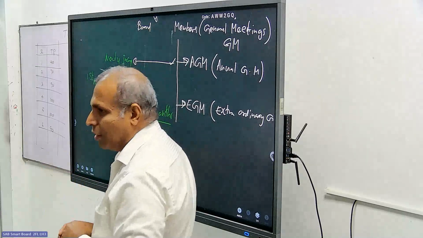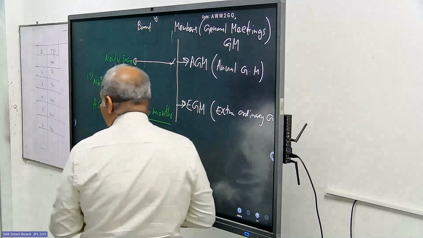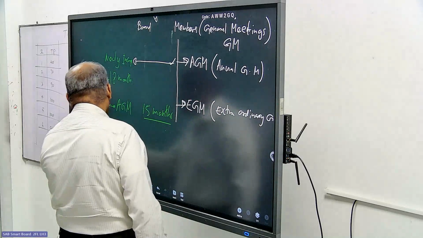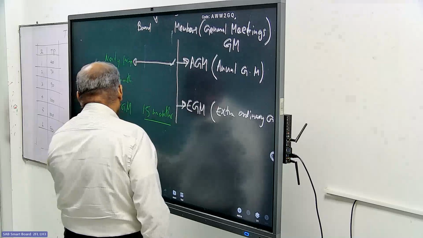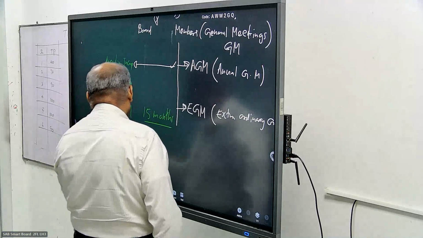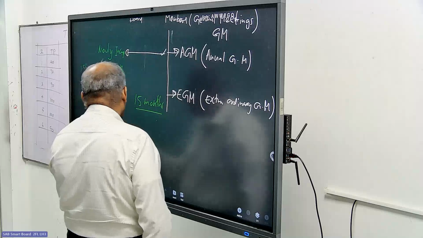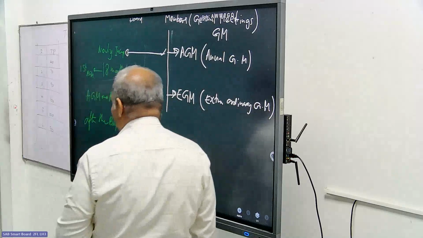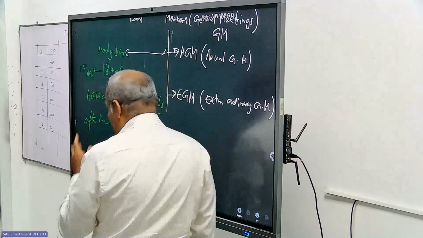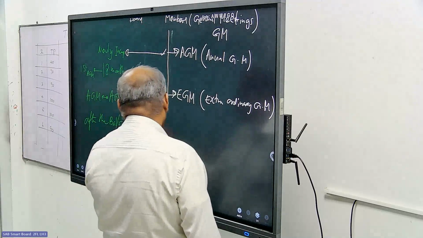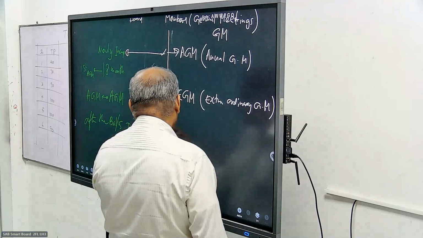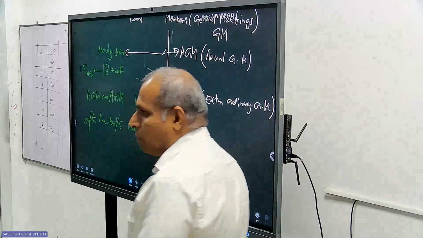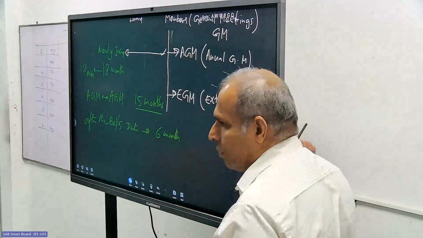And another condition is that the AGM must be held not later than 6 months after the balance sheet date. After the balance sheet date, not later than 6 months, or we can say within 6 months. So these are the conditions to be followed by the company in order to hold its AGM.